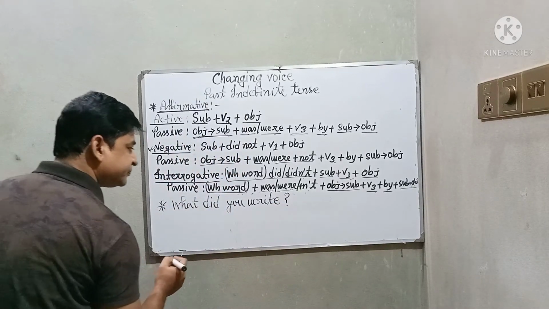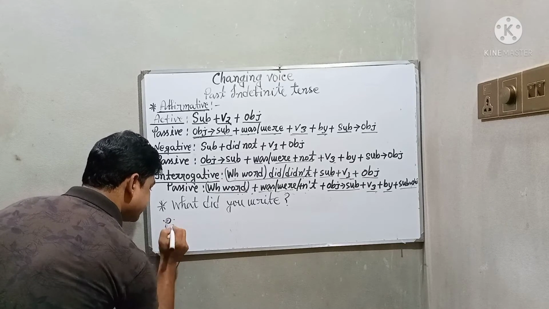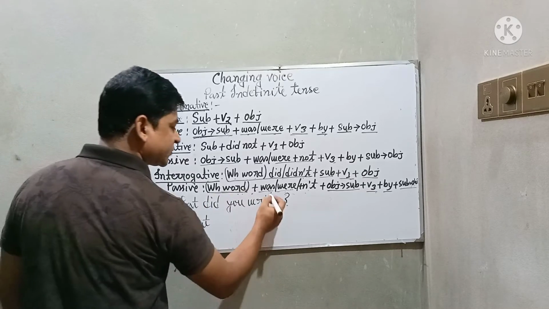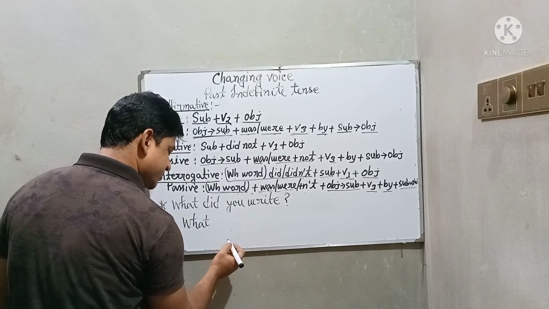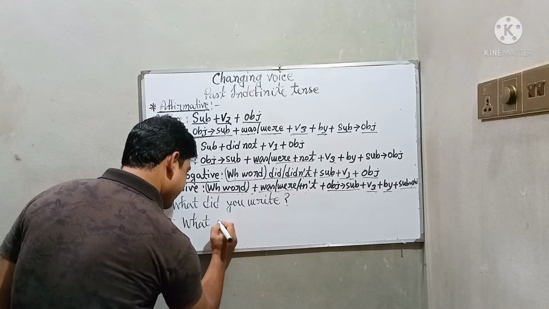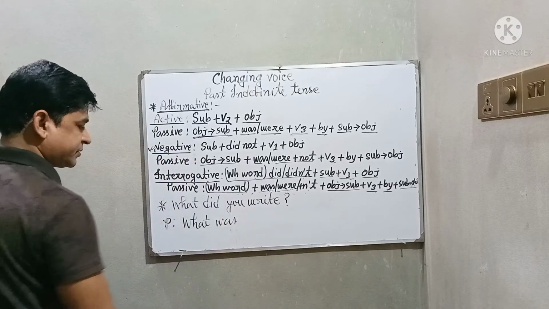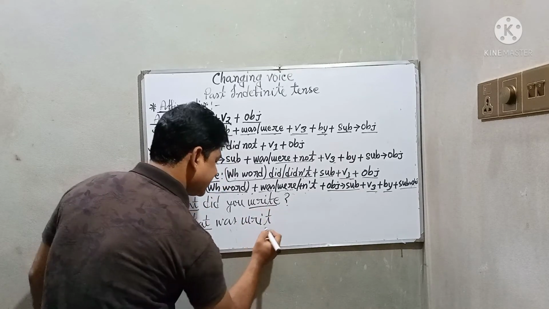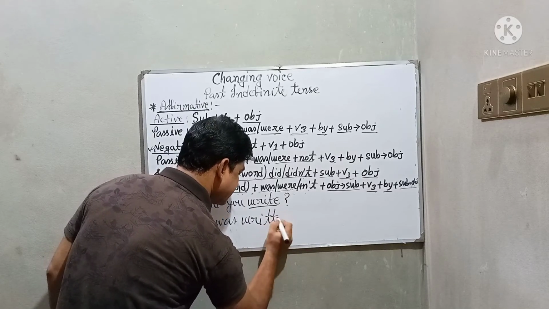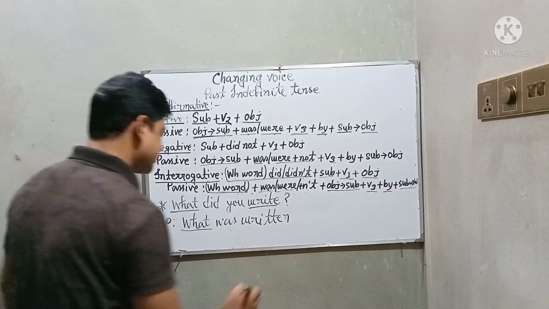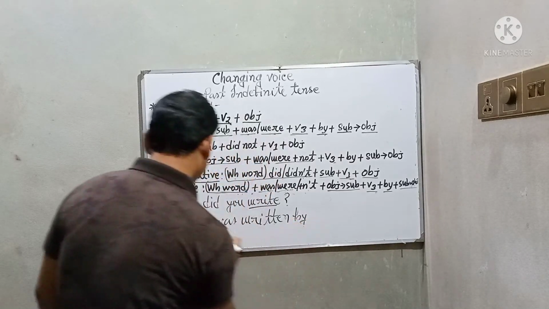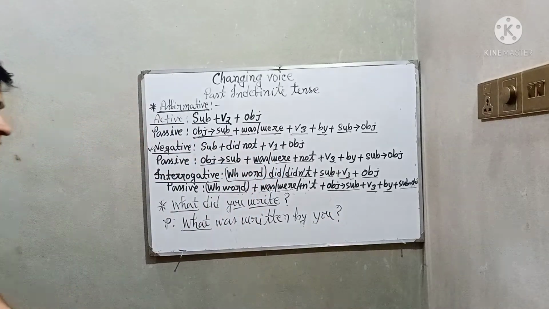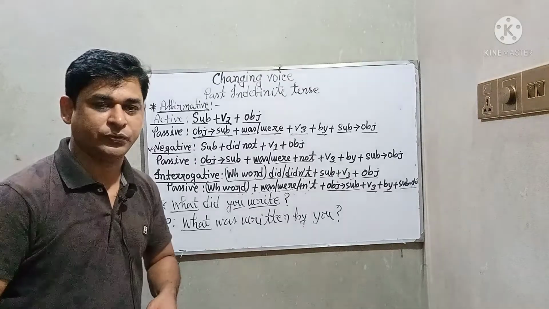Okay, now first of all you have to use the WH word. Then was or were. So you will use was, then the past participle of the main verb. Here the main verb is write. It will be written. What was written? By. Then subject to object. Your subject will be object. So what was written by you?